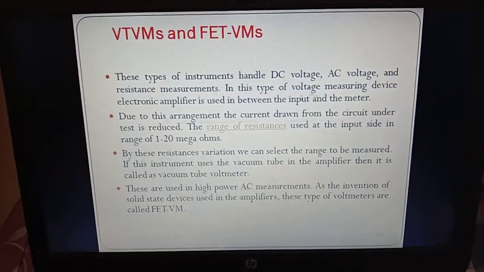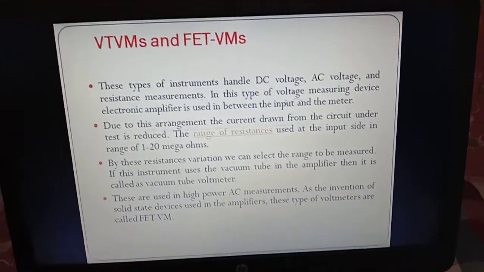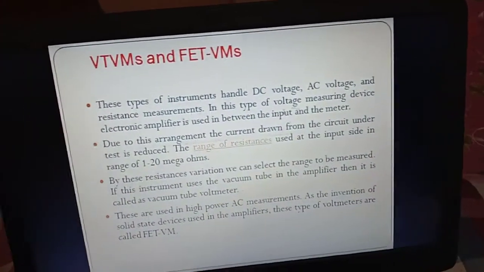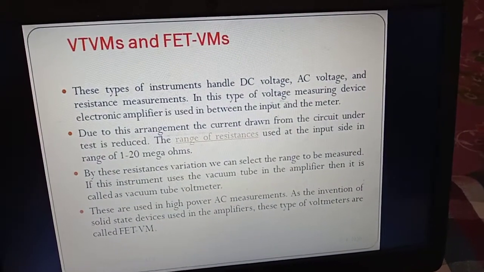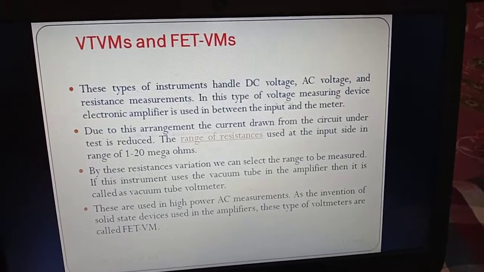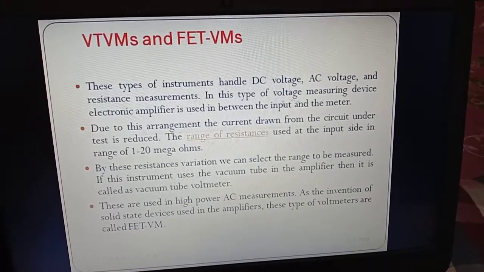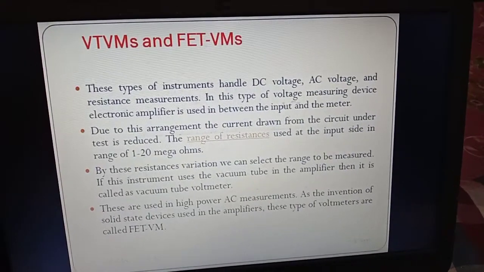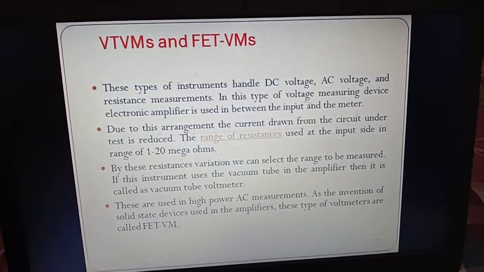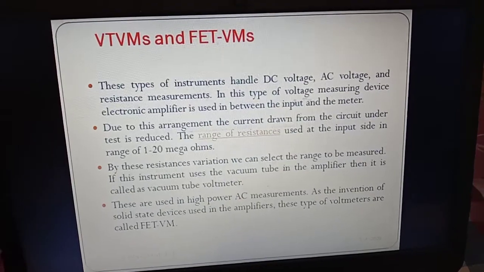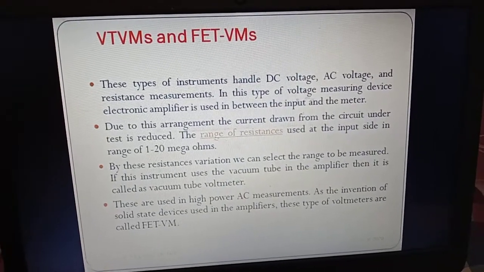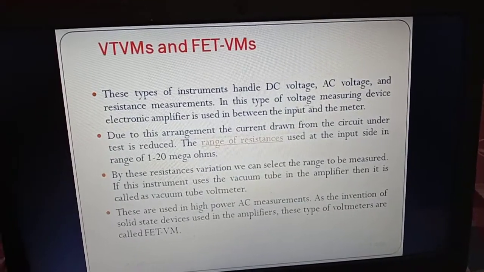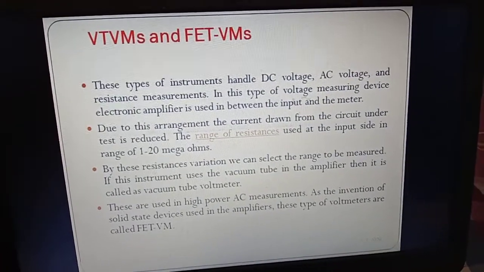So what does VTVM mean? It is vacuum tube voltmeter, FET based voltmeter. Okay. The vacuum tube voltmeter is an old type of voltmeter which is used to measure DC voltage or AC voltage, and the FET based voltmeter is now used. In modern days they are using FET based voltmeters. The vacuum tube based voltmeters were used in olden days. Nowadays they use FET based voltmeters.